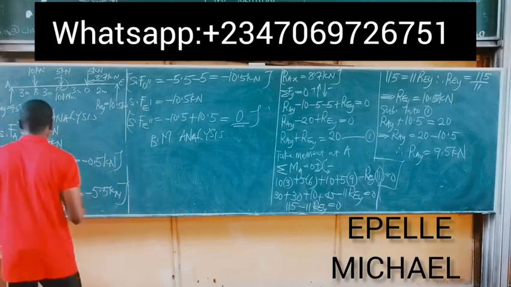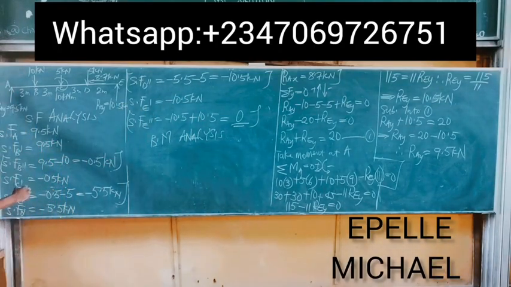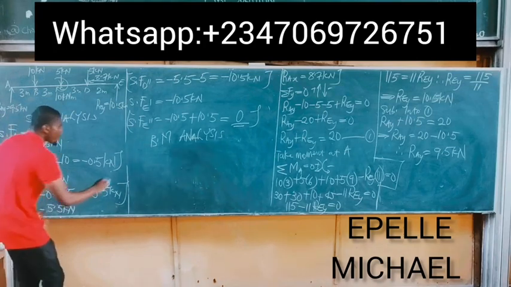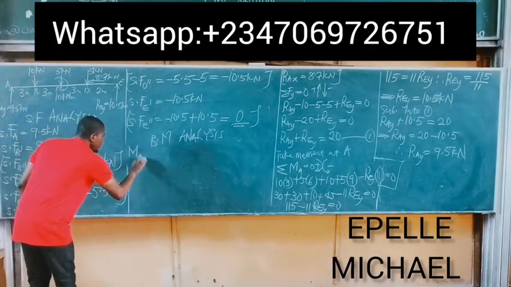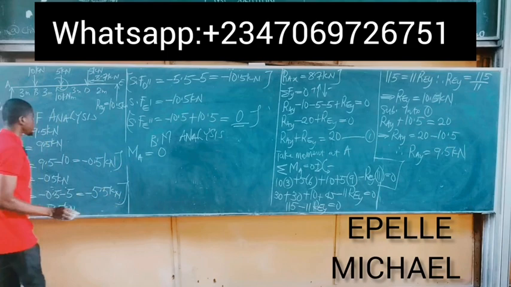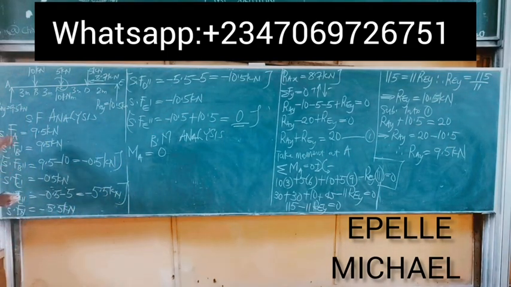So at point A, since there is no force behind A, the beam is simply starting from point A, so the moment of this force at point A, this 9.5 kilonewtons force, automatically becomes 0. So therefore, moment at A is also equal to 0. Now we move down to point B.